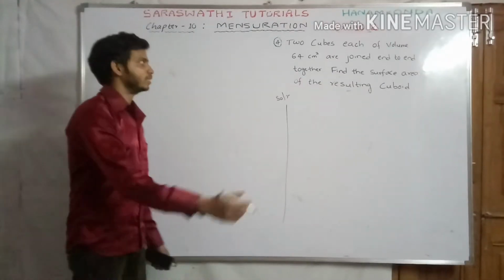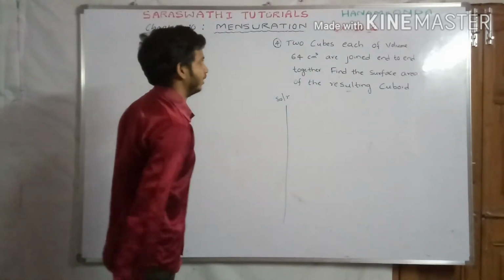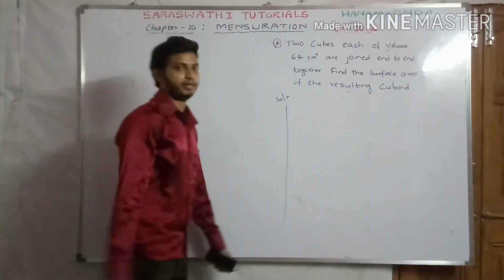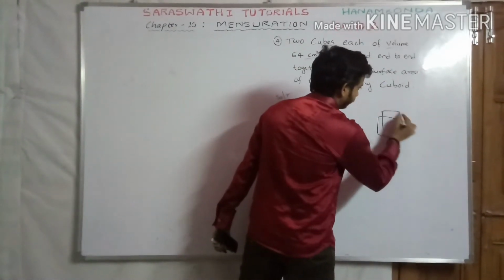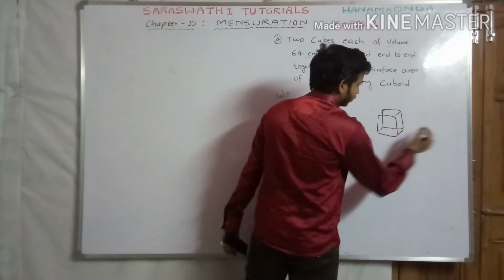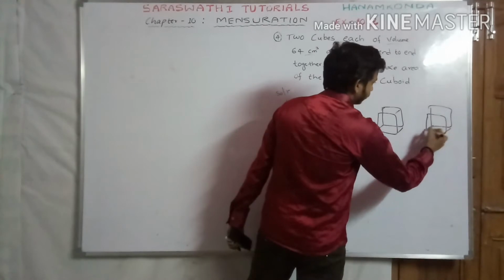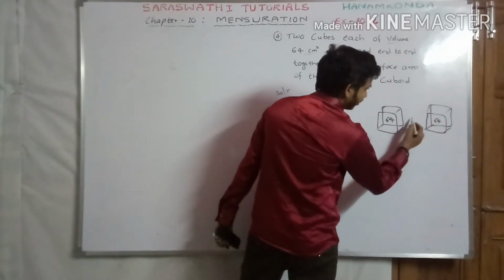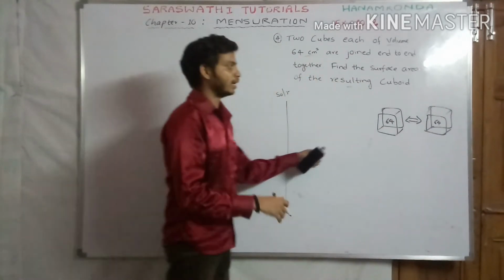The next question is, two cubes each of volume 64 centimeters cube are joined end to end together. Okay, so two cubes each of volume 64 centimeters cube, they are joined end to end together. Okay, so let us draw two cubes. So this is the first cube and second cube. So each cube consisting of volume 64 centimeters cube. So they are joined end to end together. So if we join two cubes, we will get the cuboid.